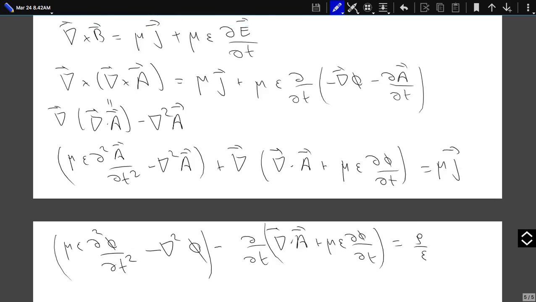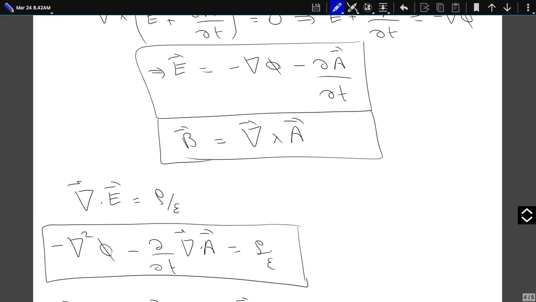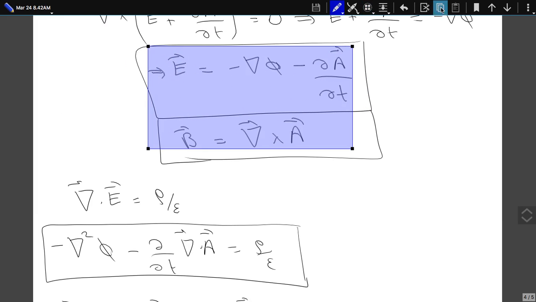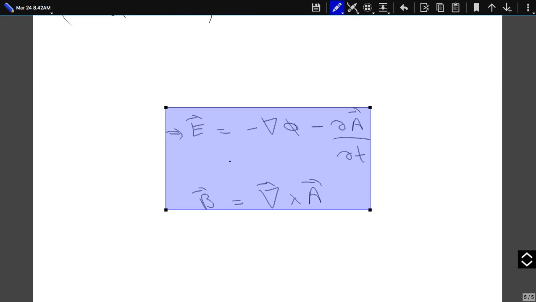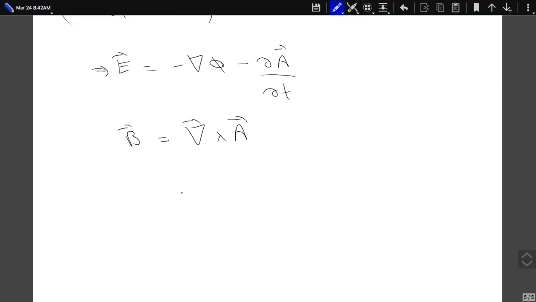Of course, there is no reason for that to be 0, unfortunately. But let's see. Now, we had these definitions. Now, suppose I change A. Instead of A, I use A plus the gradient of some function lambda. So let's see how the B field changes.